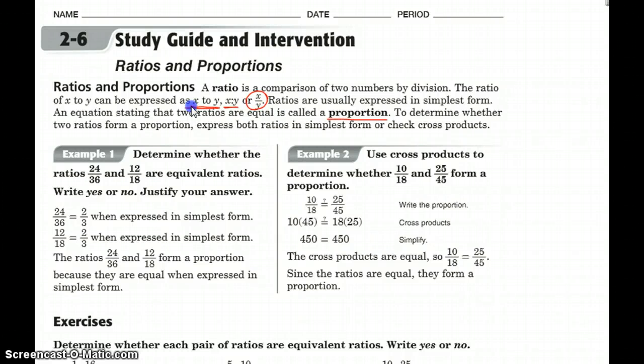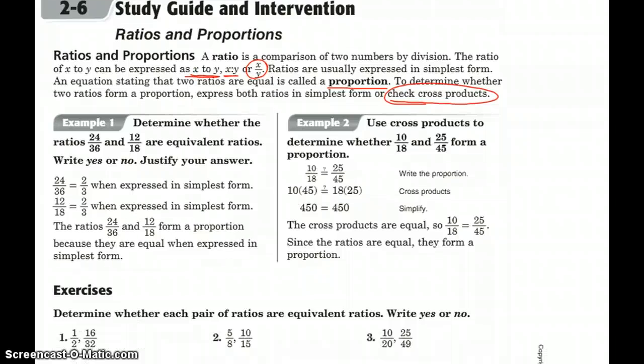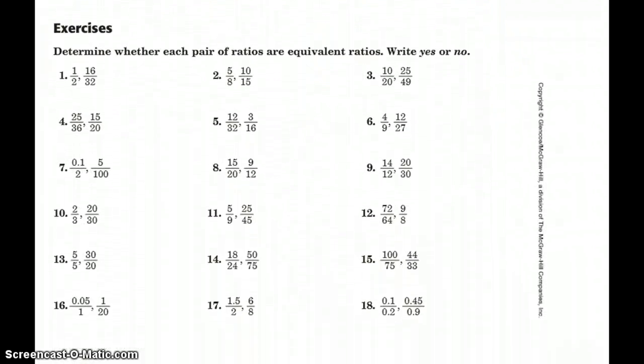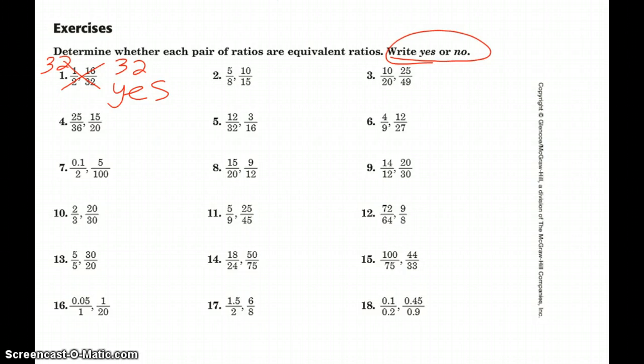To determine whether two ratios form a proportion, you express the ratios in simplest form or check. And the main thing which we're going to do each time is check the cross products. So you have example 1 here, and you have example 2 to look at. When we go down here, the cross products: 2 times 16 is 32, and 32 times 1 is 32. So it says yes or no, so this would be yes for number 1.